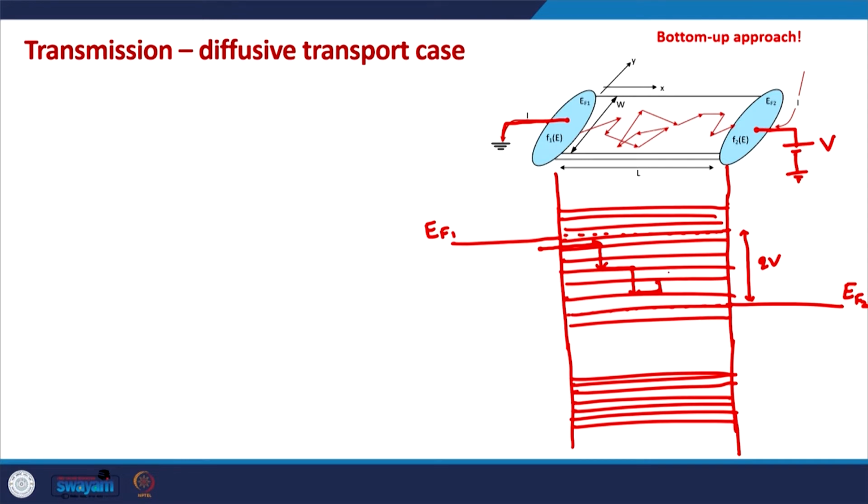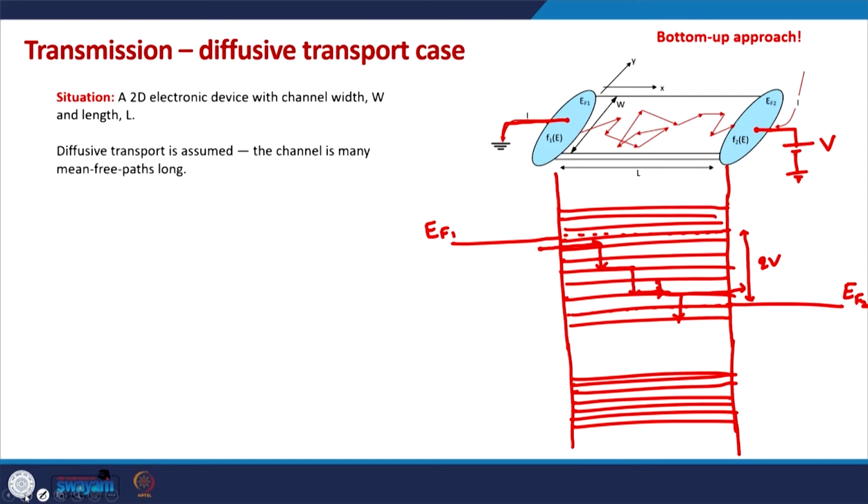Sometimes it may also gain energy, because sometimes it may change the momentum in such a way that it may make some transitions. So, some of these electrons may ultimately reach the drain side, but some of the electrons may ultimately go below EF2 and that is why they will not reach the drain side. Okay. So, this is how the diffusive transport case looks in the energy levels. This is the energy level picture of the diffusive transport.